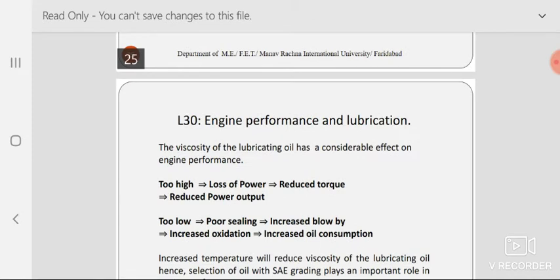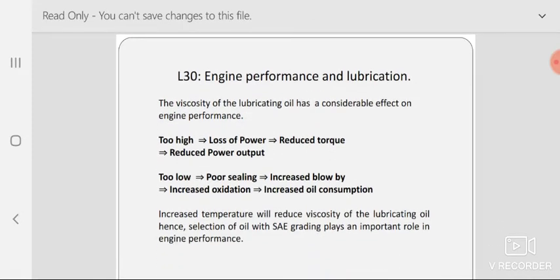I'll talk about engine performance and lubrication. The viscosity of lubricating oil has a considerable effect on engine performance. Means the viscosity of the lubricating oil has got an effect on engine performance.